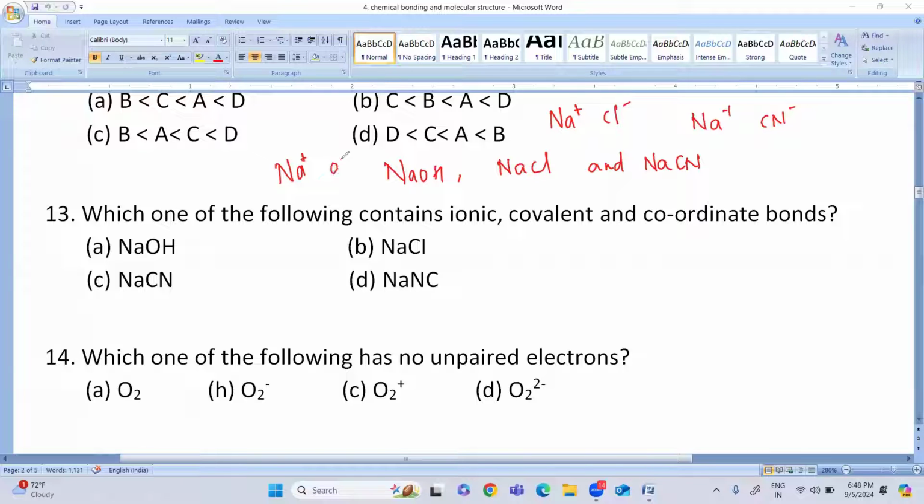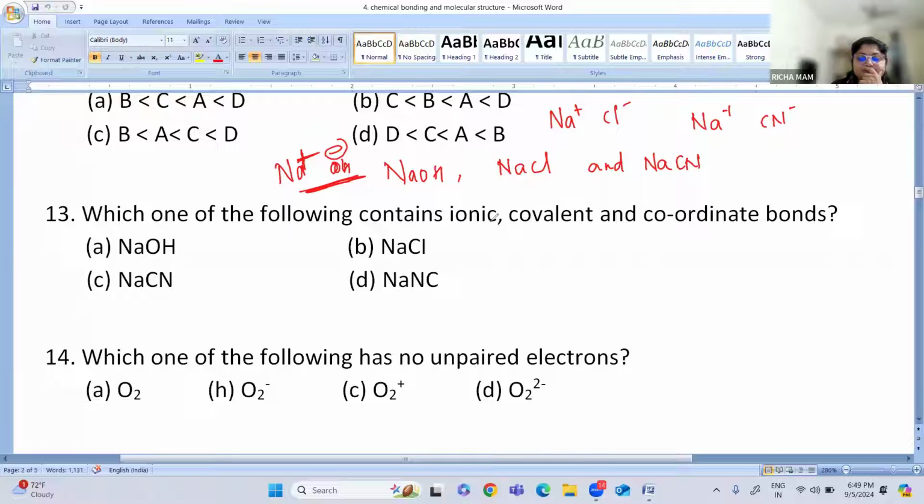Na plus, OH minus is also an ionic bond. What is ionic bond? Transfer of electron takes place. So you can see sodium is forming positive, and your hydroxide, chloride, cyanide, they are forming minus. So there is a transfer of electron. Plus sign means they are losing electron. Minus sign means they are accepting electrons, right? So when you see these three, they are containing ionic bond and covalent bond.